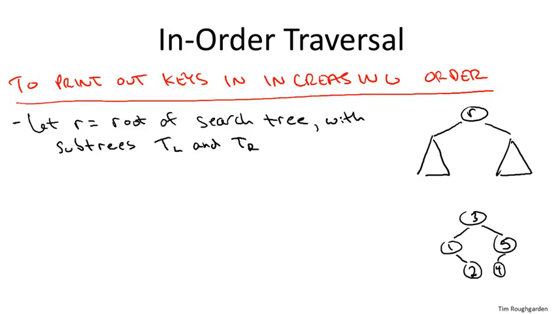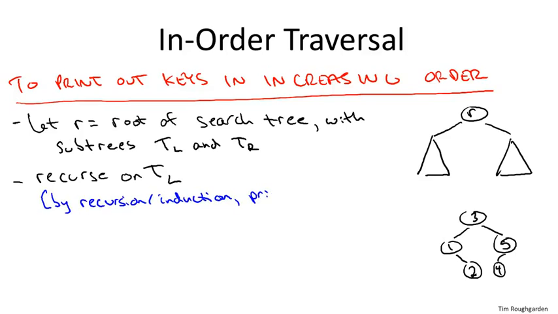Now remember, we want to print out the keys in increasing order. So in particular, the first key we want to print out is the smallest of them all. Something we definitely don't want to do is first print out the key at the root. For example, in our search tree example, the root's key is 3. We don't want to print that out first. We want to print out the 1 first. So where does the minimum lie? Well, by the search tree property, it's got to lie in the left subtree T sub L. So we're just going to recurse on T sub L.